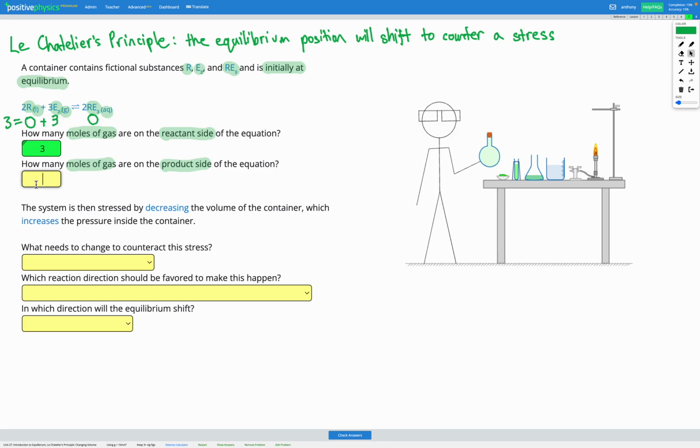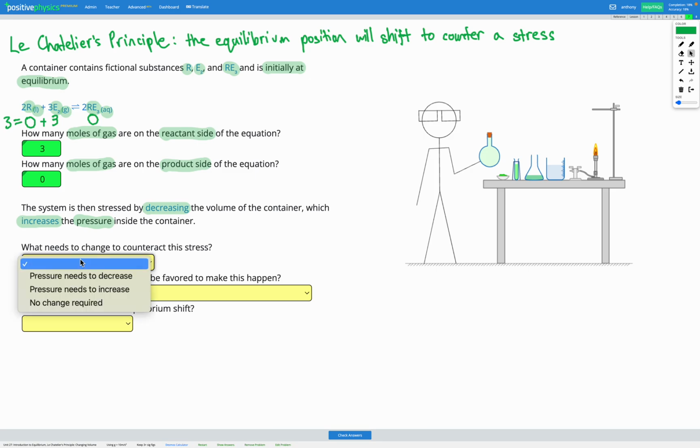So it's important to remember here, as I've just shown, the only thing we care about when we're talking about a change in volume of container and a change in pressure is the gases. Anything else isn't going to have any effect. Okay, we're then told the system is stressed by decreasing the volume of the container, which increases the pressure inside the container. So our stress is that we're increasing the pressure. So according to Le Chatelier's principle, we need to do the opposite thing. So we need to decrease the pressure.